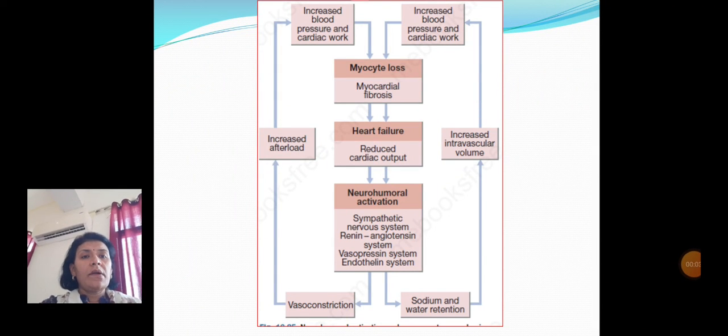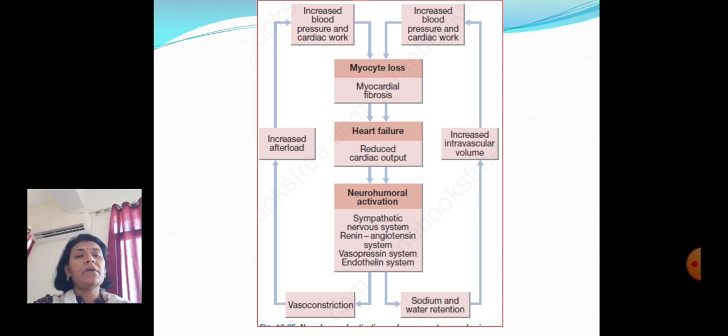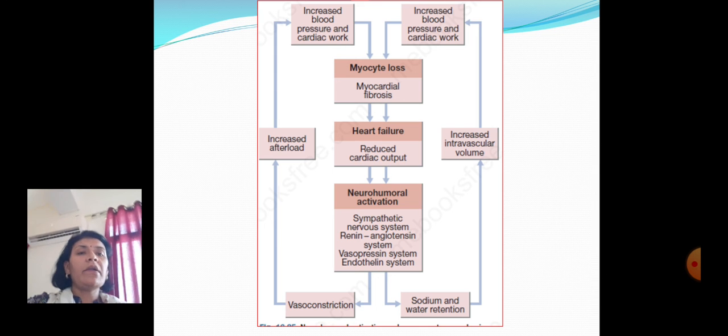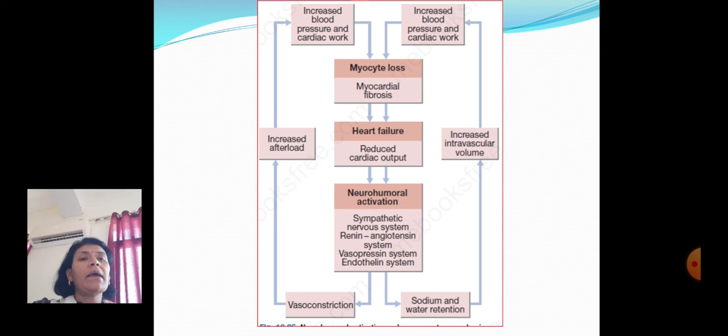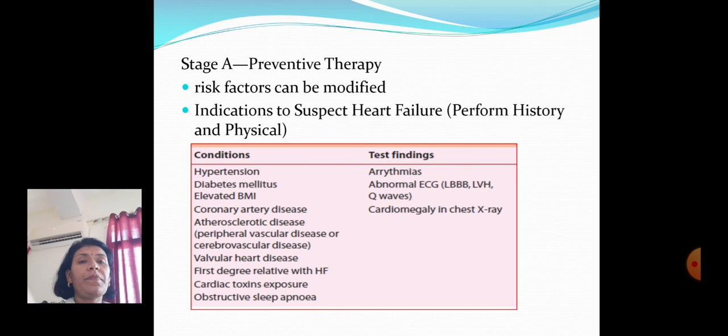This is again that same diagram. We have discussed the various factors: increased afterload, increased preload, resulting in gradually declining myocardial function, and then activation of the neurohormonal system, and again increasing further vasoconstriction, which further increases the afterload, and fluid and sodium retention, which will further increase the intravascular volume.